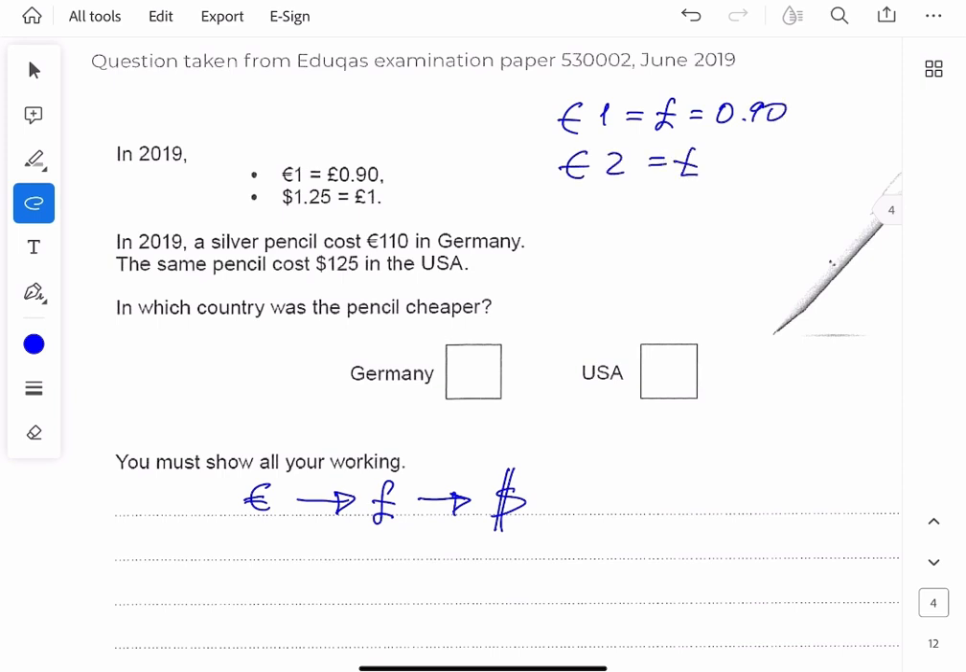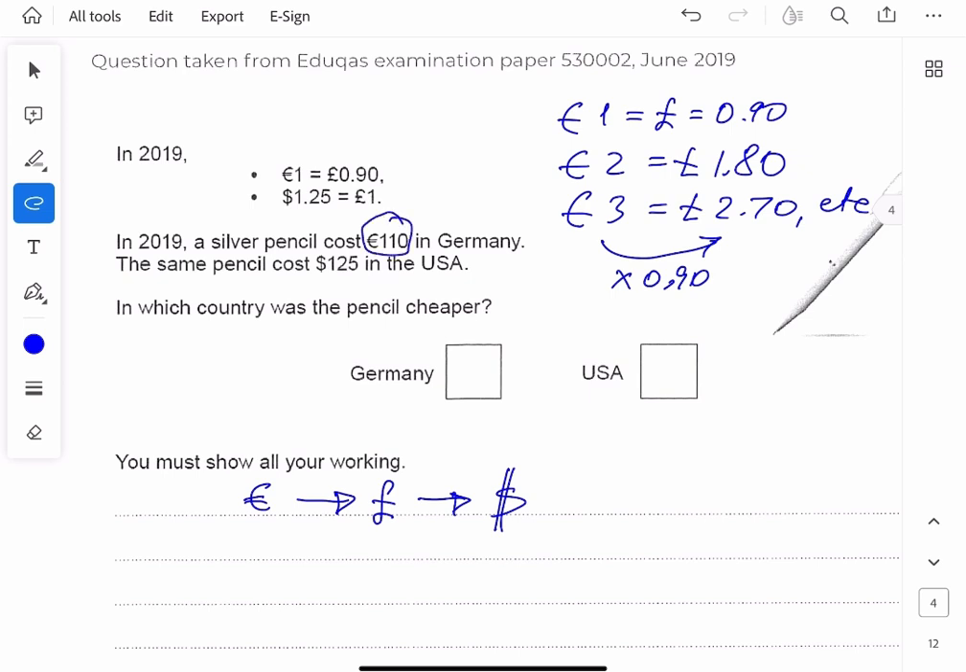So 1 euro costs 90 pence, so 2 euros will cost double of that, 3 euros cost triple of that. So this is direct proportion. The amount in euros and pounds increase in the same way. So you multiply, as you see. So you multiply by the rate. It's always rate is what you get for one unit in the different currencies.